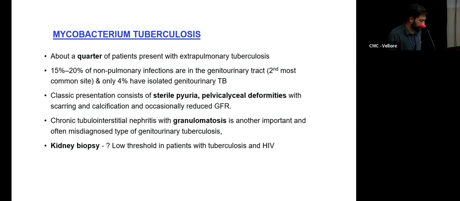So chronic tubulointerstitial nephritis with granulomatosis is another important and often misdiagnosed type of urinary TB. And a kidney biopsy should be considered especially in patients who are having TB and HIV, because such patients can have underlying granuloma and AIN also. So we should treat such patients at the earliest with steroids.